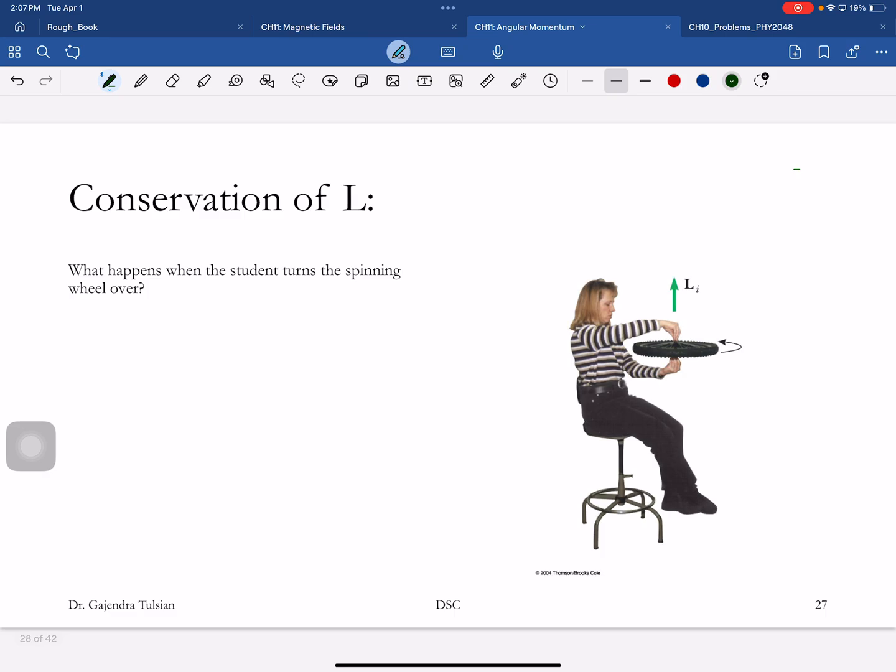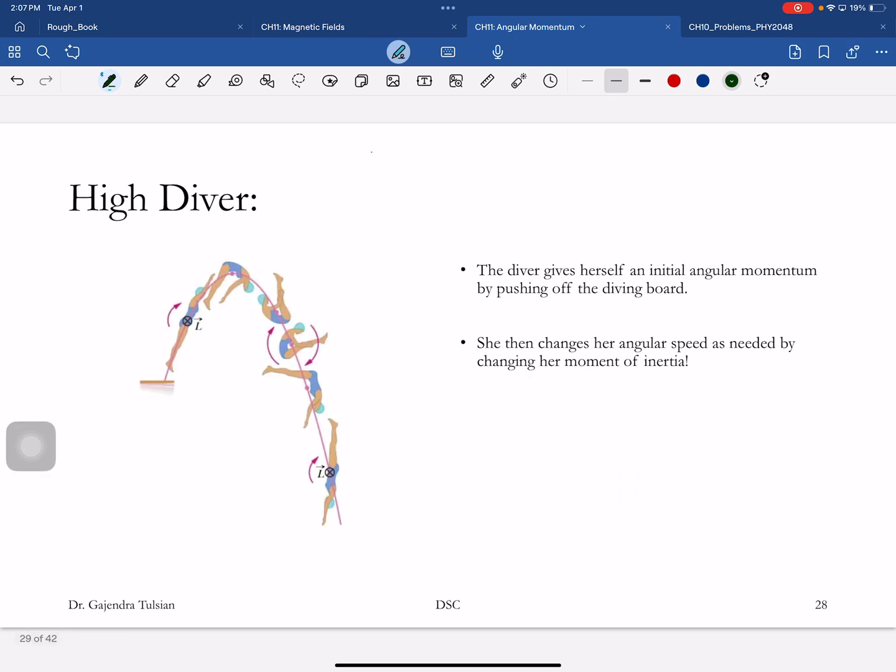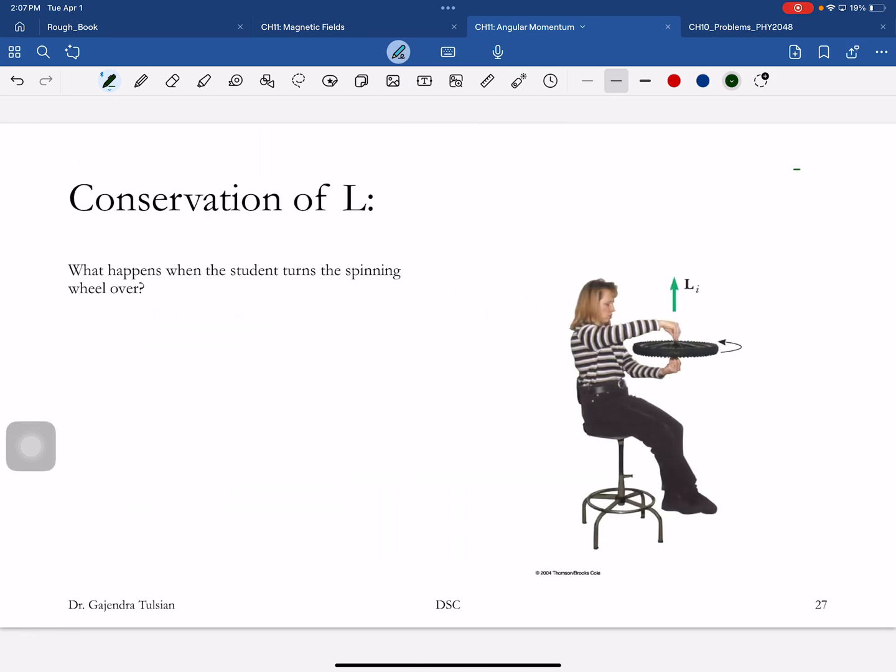All right. This is very good. Let me go get it.